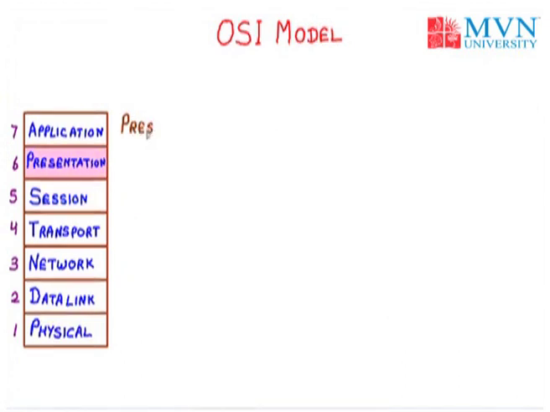So next we have the presentation layer. The presentation layer has various features. The main feature of the presentation layer is code conversion, or translation. Translation of one language to another language is a function of the presentation layer. For example, one person understands English and another person understands French. That code translation or code conversion is part of the presentation layer.